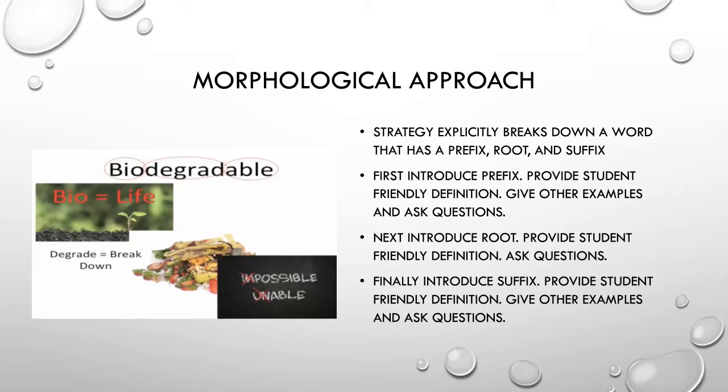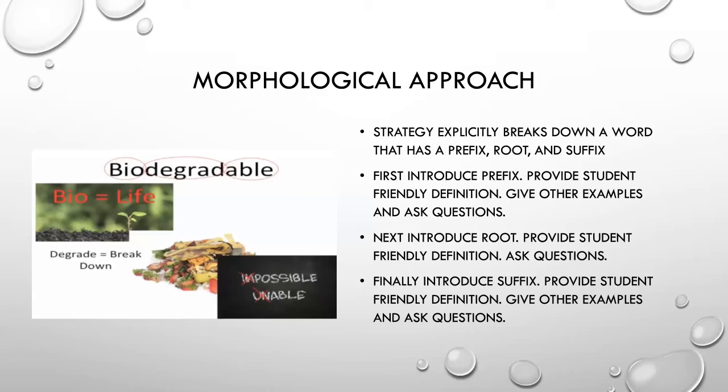The next approach is called the morphological approach. Basically, what you're going to do is explicitly break down the word into a prefix, root word, and suffix. Now, some words are not going to have all three of these. They may just have a prefix and root, and that's perfectly fine, or a root and a suffix. But the ultimate goal is that you're going to break down the different parts to help them easily be understood by the student.